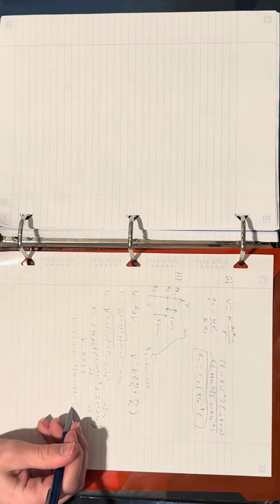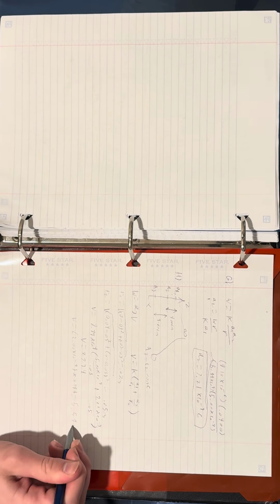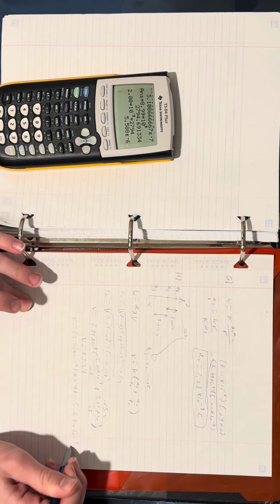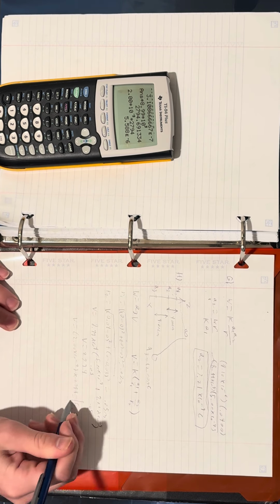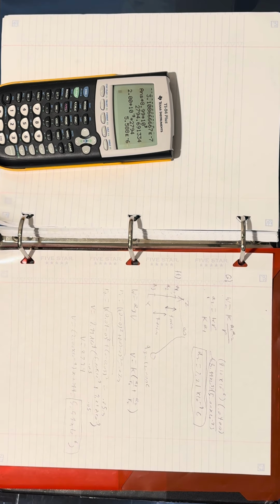Which gives us 5.59 times 10 to the negative 6 joules. And that is the final one.